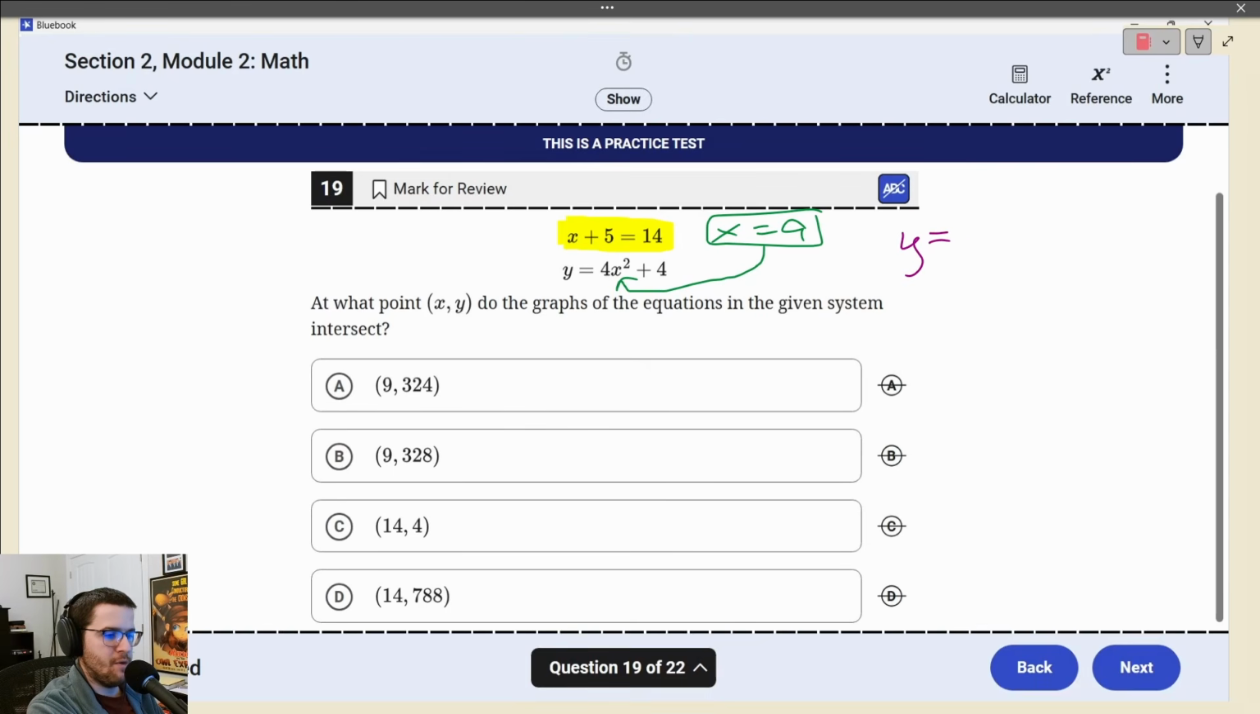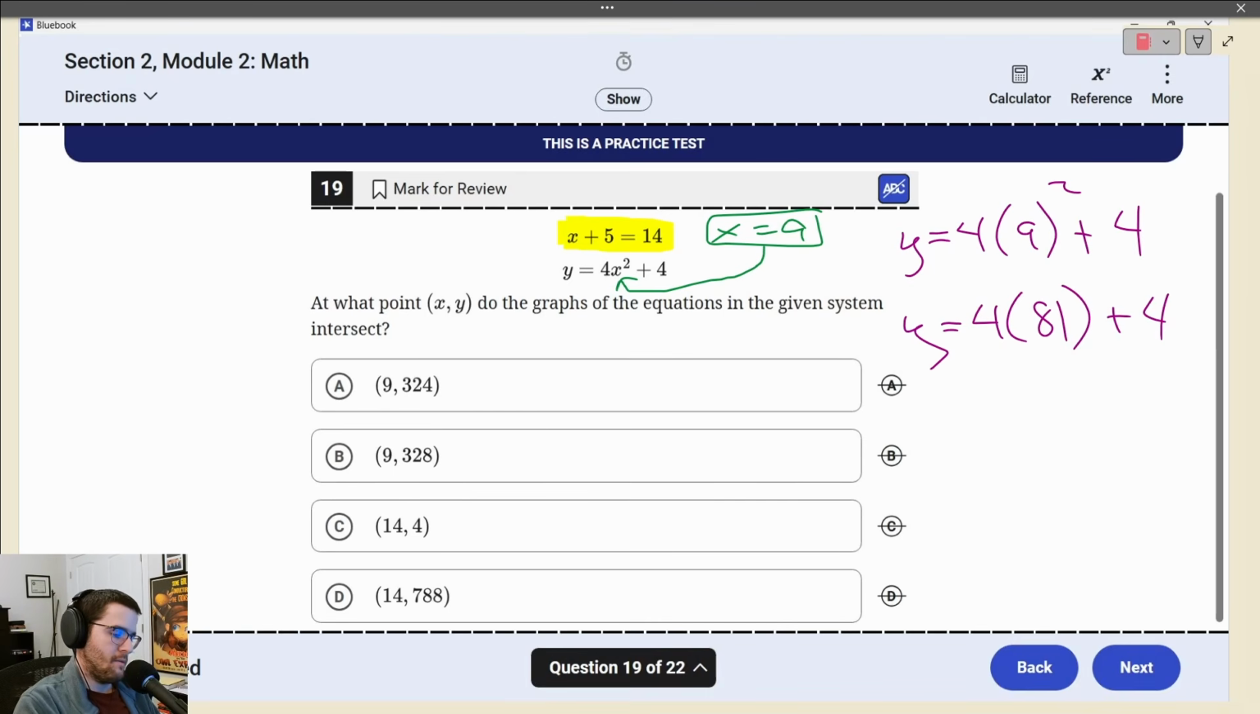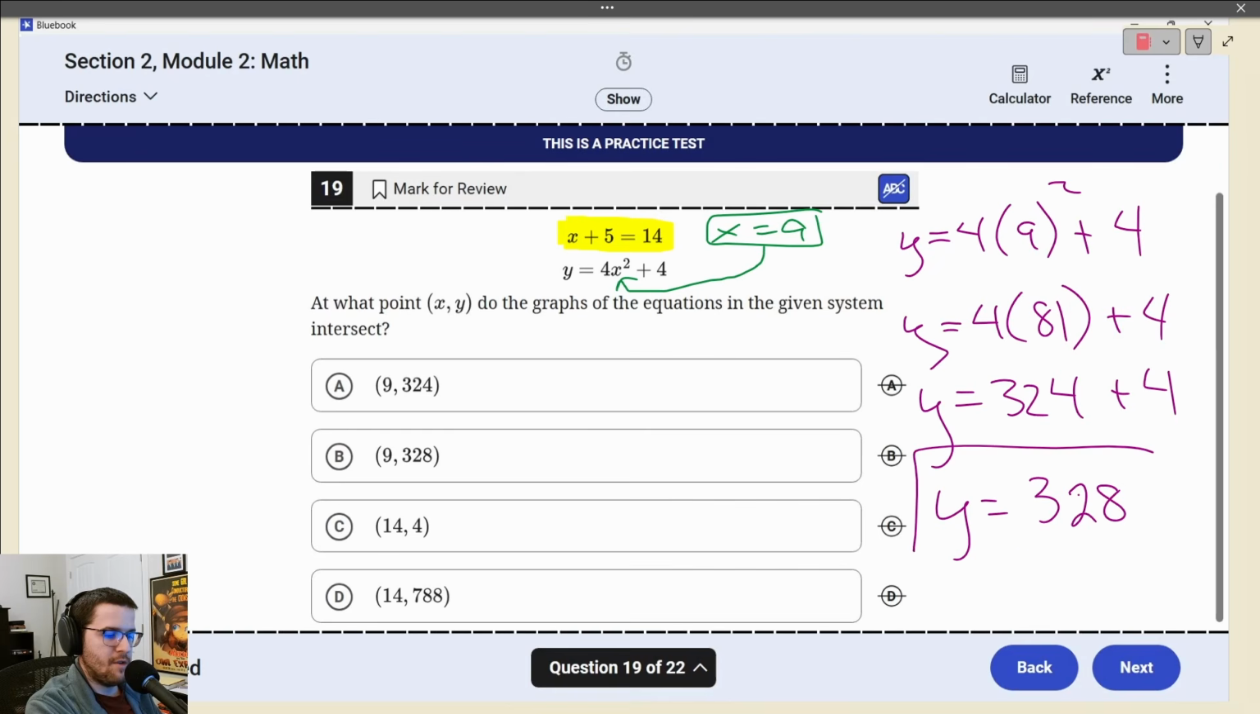So we get y equals 4 times 9 squared plus 4. 9 squared is 81. 4 times 81 is 324. And 324 plus 4 is 328. So if x is 9 and y is 328, the solution as an ordered pair would be 9, 328, which gives us choice B as our answer. This is much easier to do on Desmos, so let's go do that.